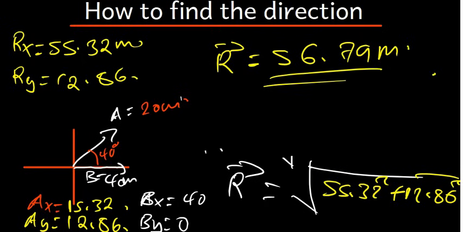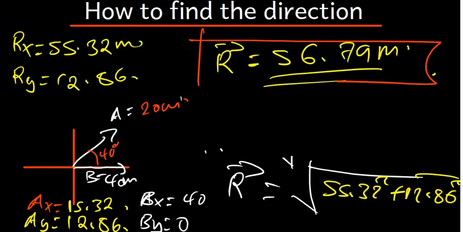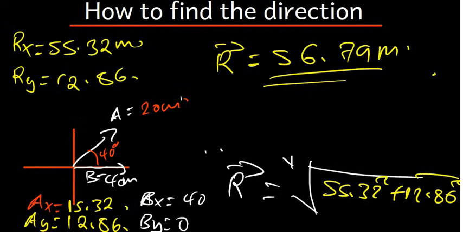But the moment you leave the answer just like this, it is not a vector. A vector can't stand alone without the direction. So this is just the magnitude. We need to find the direction. Earlier on, we said the vector quantity is a physical quantity which has both magnitude and direction. So we need to find the direction.